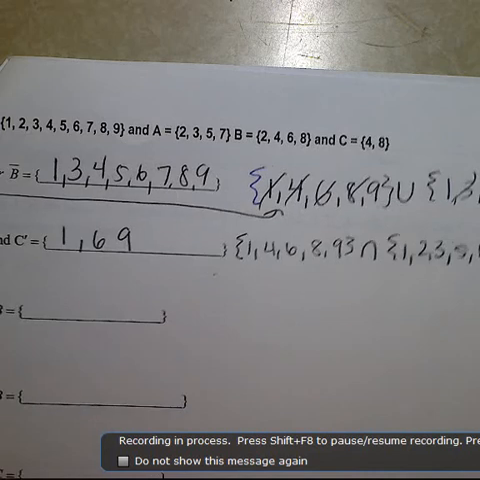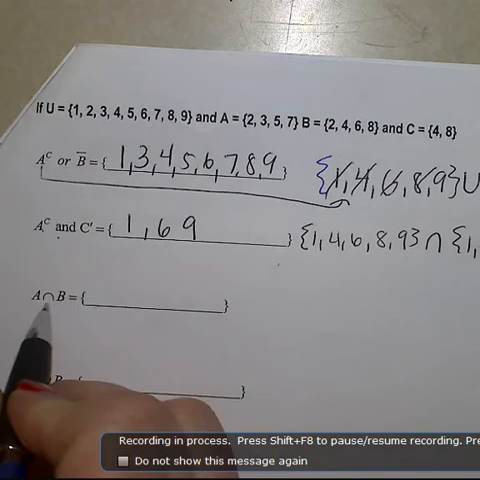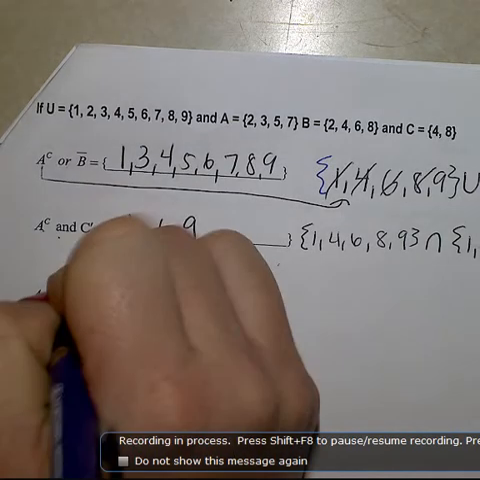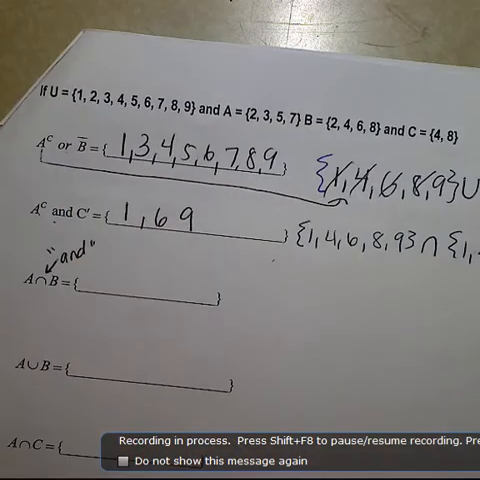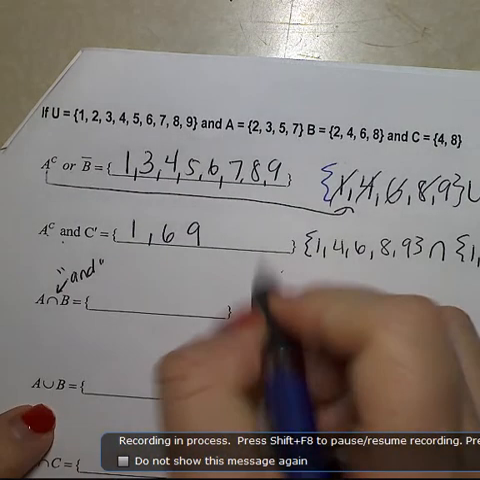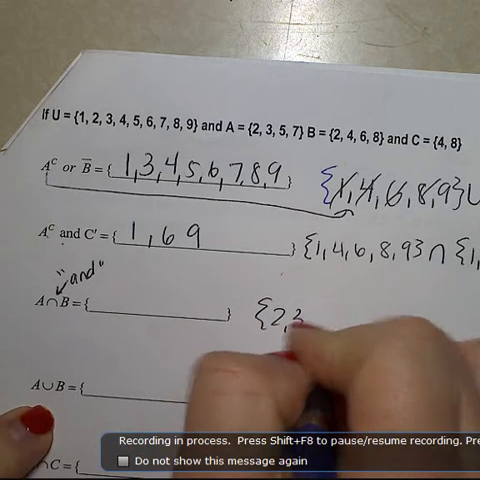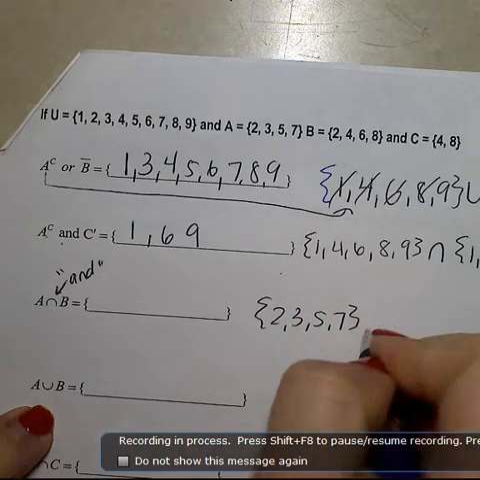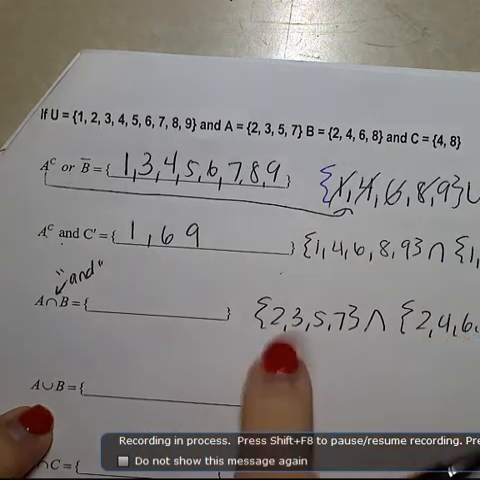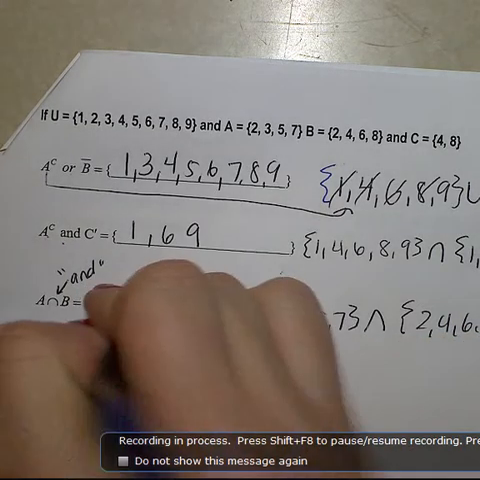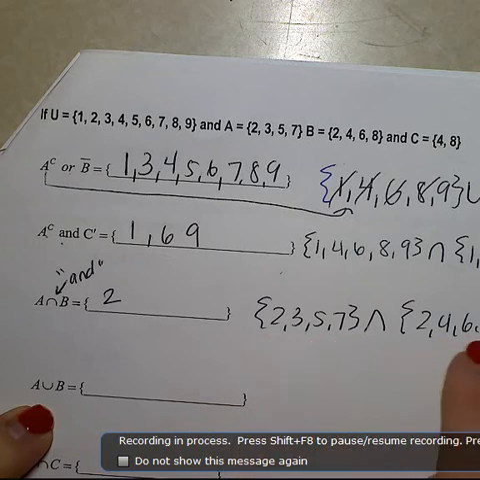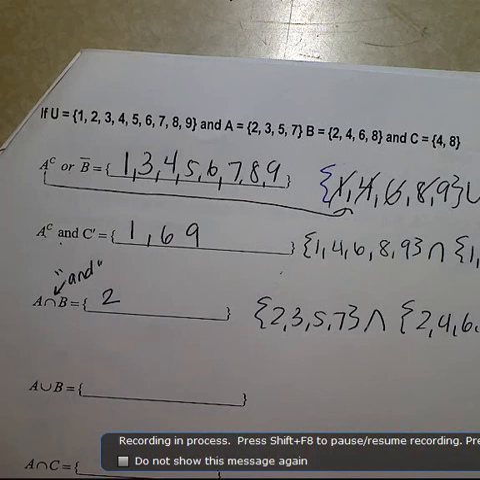The next three are a lot simpler. So this symbol, the intersection symbol, also uses the term and. What belongs to both A and B? So I'm going to look up above. Here's my A. It's 2, 3, 5, and 7. And here's the B, 2, 4, 6, and 8. What do they both have in common? Well, they both have the number 2. Does anybody see anything else? Okay, we just have one single number inside.